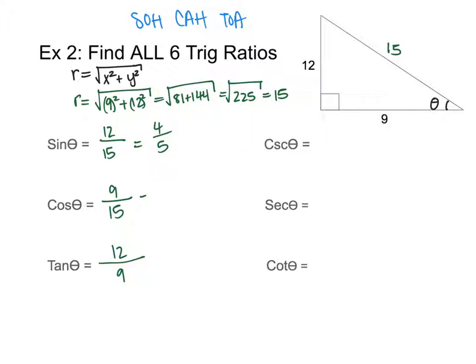4 over 5 cannot be reduced. 3 divided by 9 is 3. And then 15 divided by 3 is 5. And then this one here will be 4 over 3.